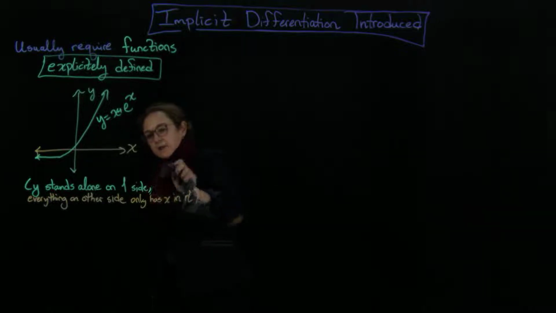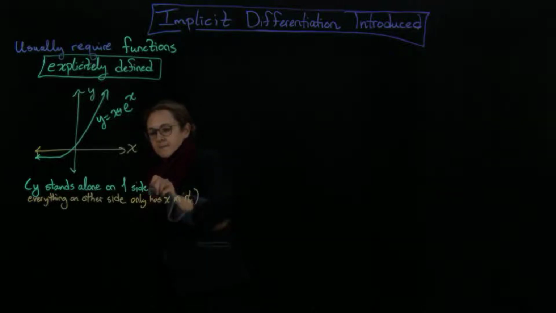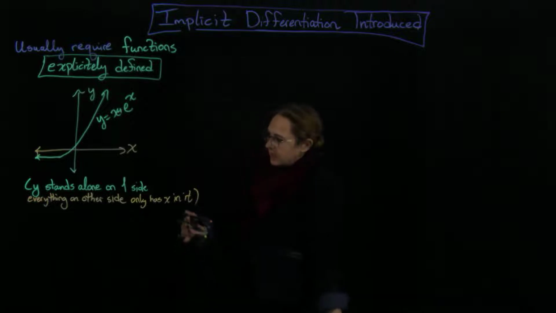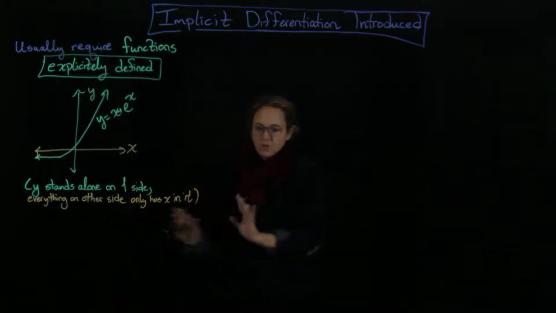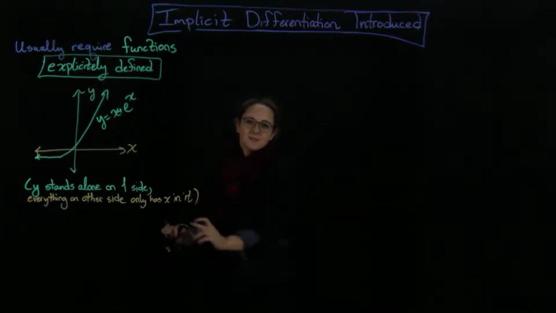For this to work like this, you only have one possible y output for each x input. It has to pass the vertical line test. What we're used to thinking of as a function is an explicitly defined function.